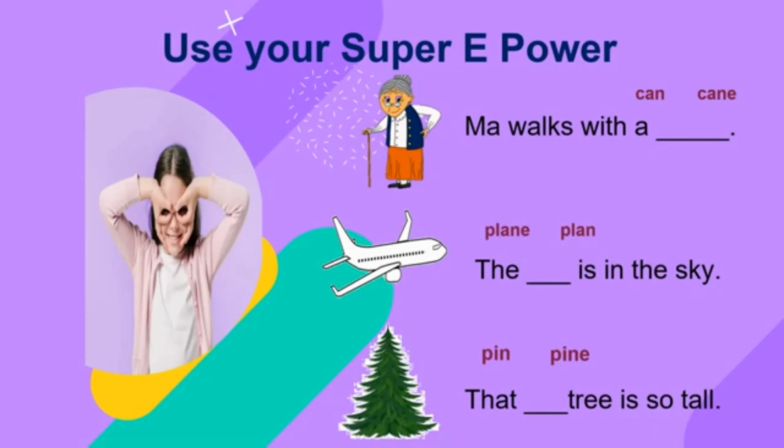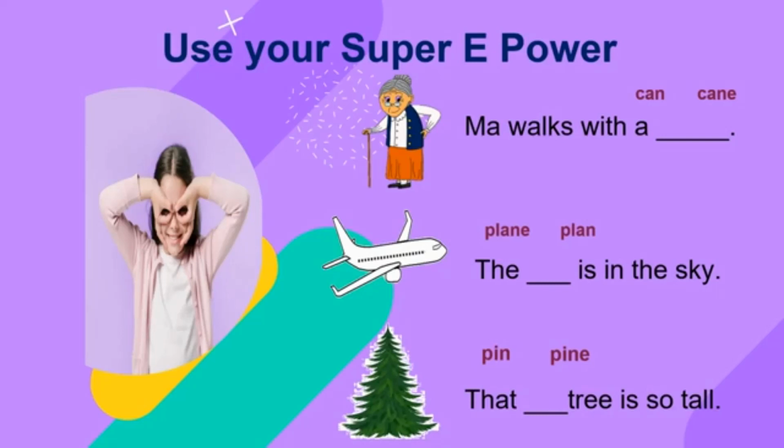Is it C-A-N or C-A-N-E? Let's sound them out. Cane. Remember, that's what we're looking for. The first word has 1 vowel, so that means it's a short A. Can. Can. C-A-N. Can.